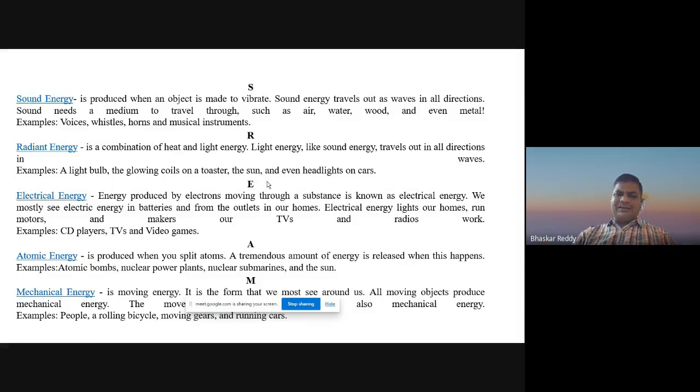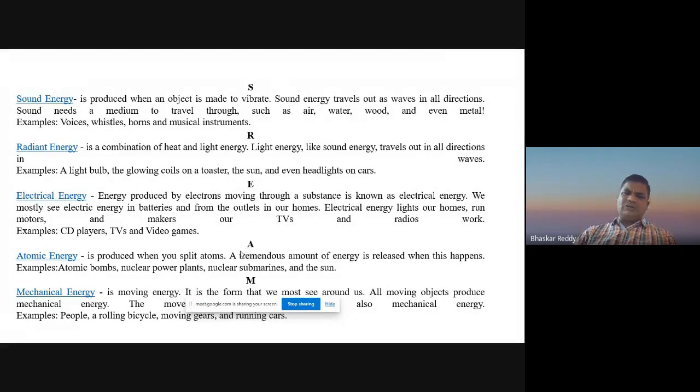So mechanical energy is nothing but a moving energy. So the entire energy is divided into five sections. One is called sound energy, another is radiant energy, another is electrical energy, another is atomic energy, and another is mechanical energy.